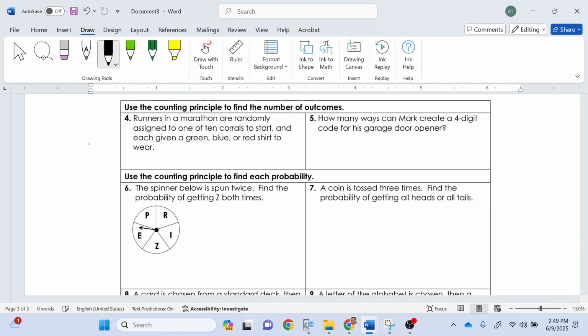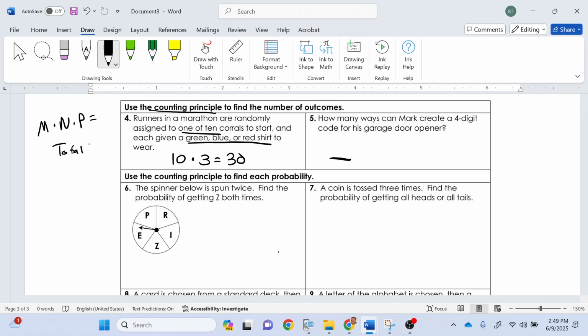All right, counting principle. The counting principle is pretty basic. It's basically if you have M options times N options times P options, you just multiply all of them to get the total options. So in this case, a runner is running a marathon, and they have 1 of the 10 corrals to start, and each is given a green, blue, or red shirt. So what kind of mixes are there? Well, there's 10 times 3, because there are 10 corrals times 3 color shirts. So it's 30 combinations.